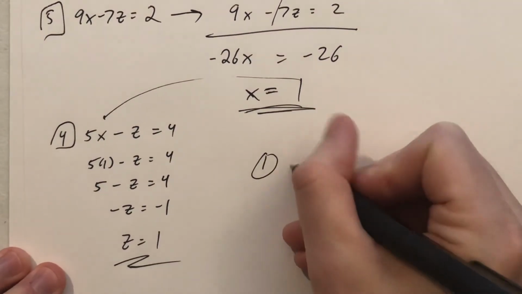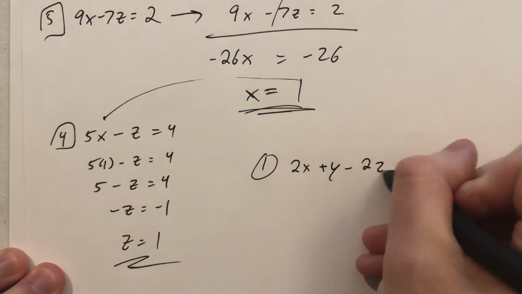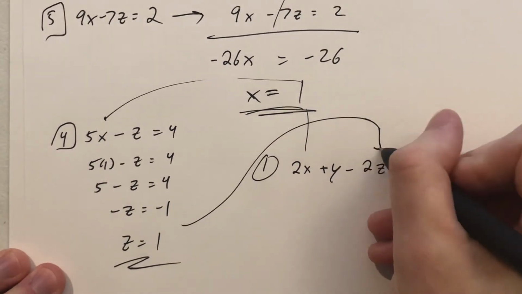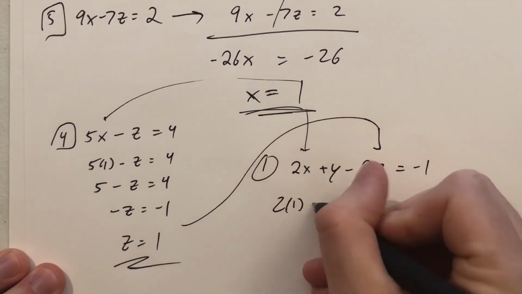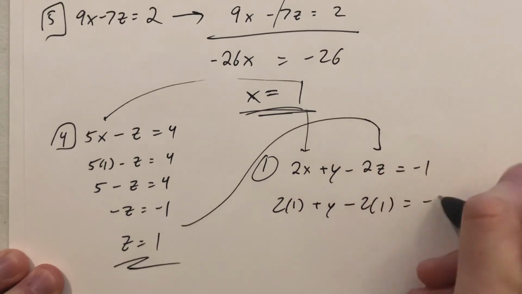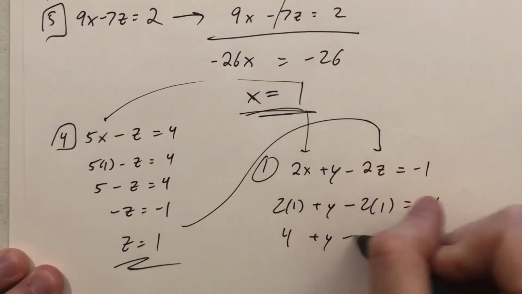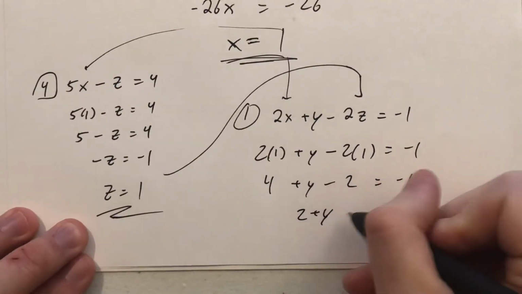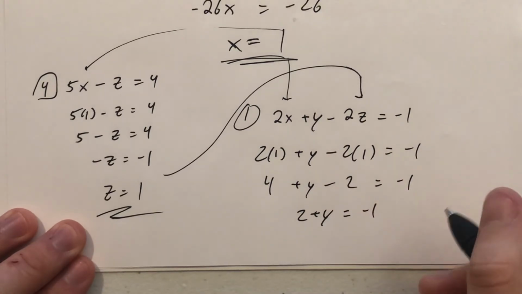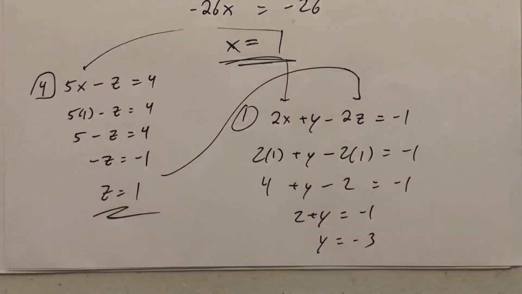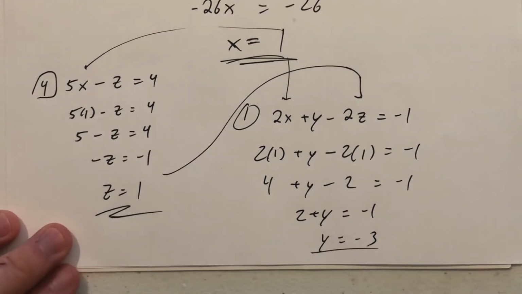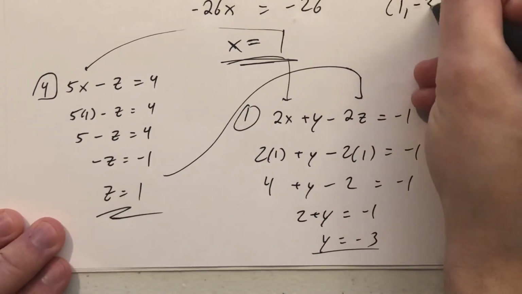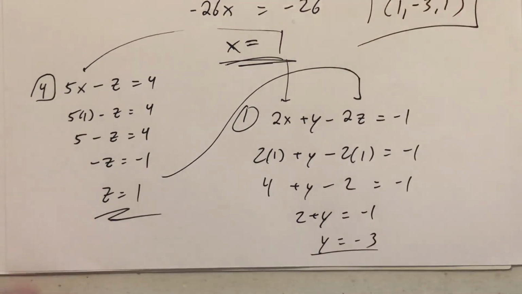I'll go back to equation 1 because that's got just y in it. And we'll go with x there and y, and z there. 2 times 1 plus y minus 2 times 1 equals negative 1. 4 plus y minus 2. So that's 2 plus y equals negative 1. And subtract the 2, and I get a negative 3. So it looks like we're saying that x is 1, y is negative 3, and z is 1. That is going to be our solution.